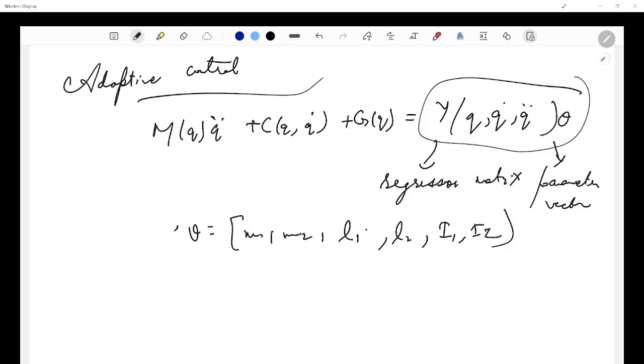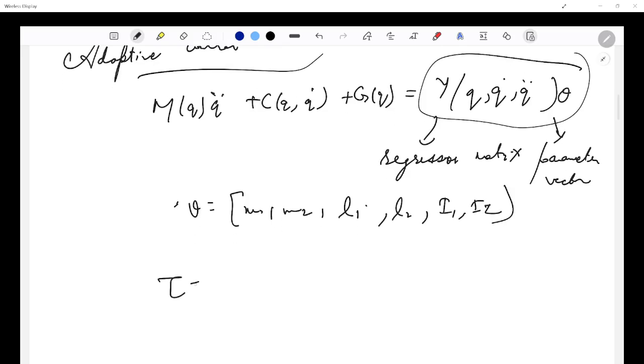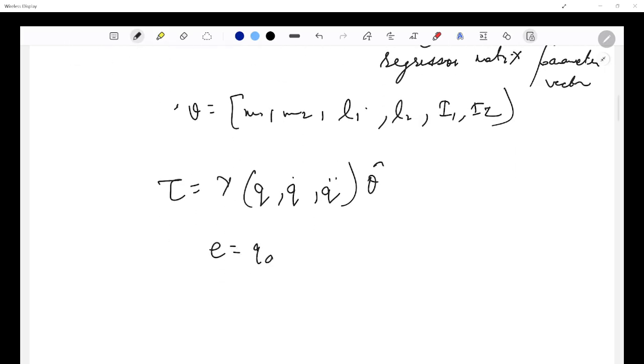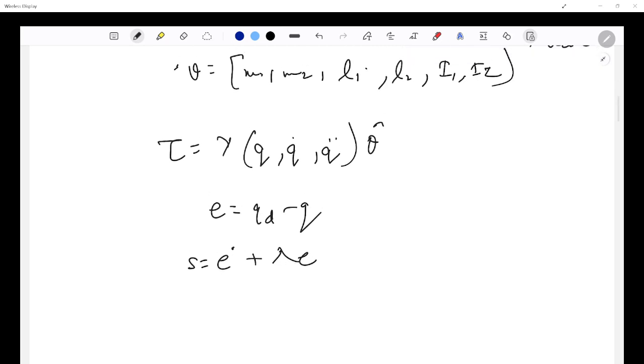Let me write it. Then we defined the error in the very same way: q desired minus q actual, and then we defined the filtered error, which is s equal to e dot plus lambda e. After this we write the control law. Let's not go into much detail. Then we have gamma and everything coming in, but this is how we do it.